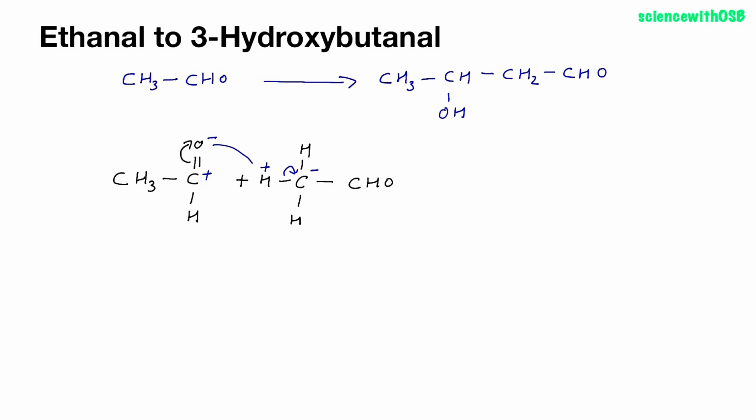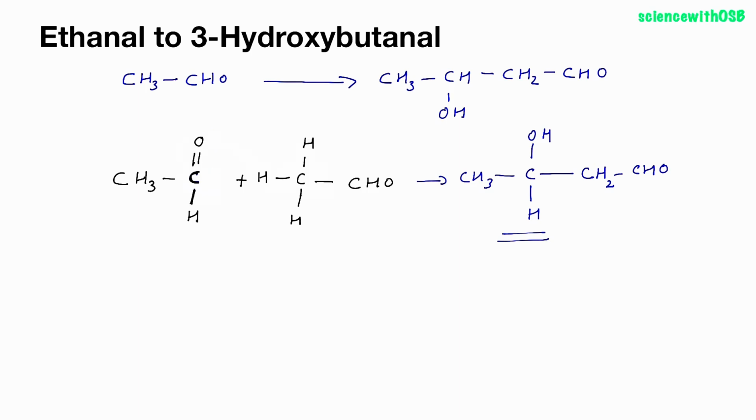Now oxygen takes this H plus, right? So what you will get? You will be getting CH3, C plus, keep it there. Now that O minus takes that hydrogen. Already there is a hydrogen on carbon. Now the C plus and the C minus make a bond, correct? Now on that carbon you can see 2 hydrogen and then CHO. That is our product, right? 3-hydroxybutanal. Hope you understand.